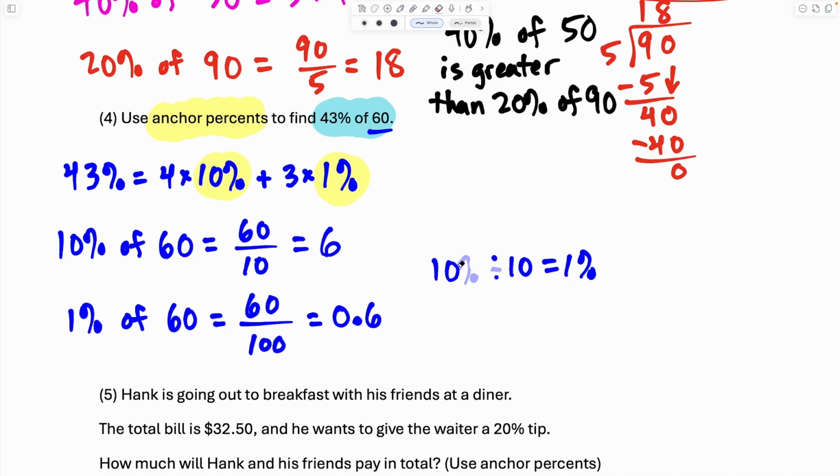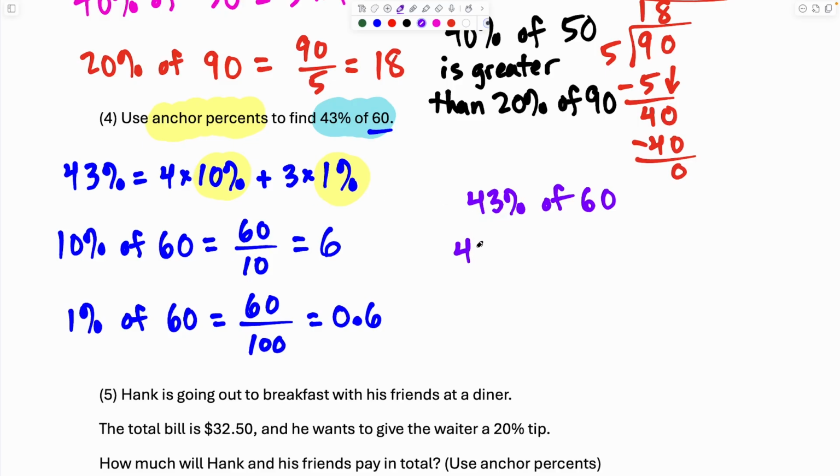Okay, so this is what we need now to answer the question. The goal, once again, was to find 43% of 60. So now let's go ahead and build this up. We have 4 times 10%. So we have 4 times 10% of 60 was 6. And now plus 3 times 1%, and 1% of 60 was 0.6. And now we work this out.